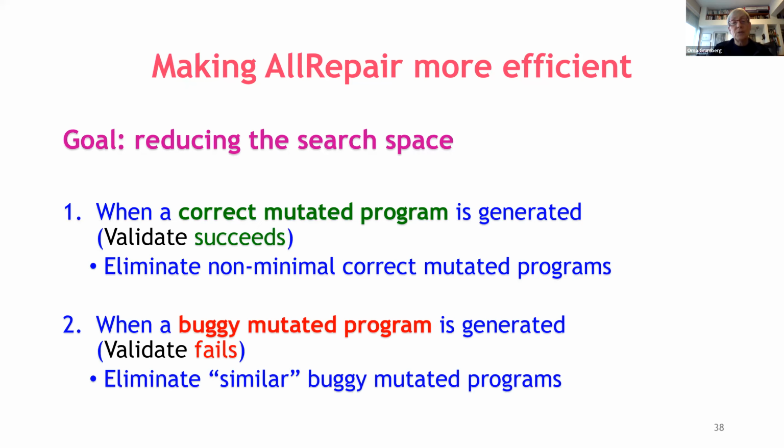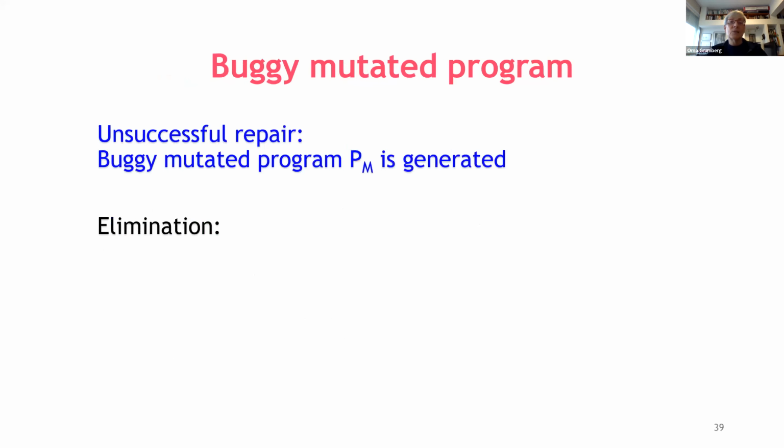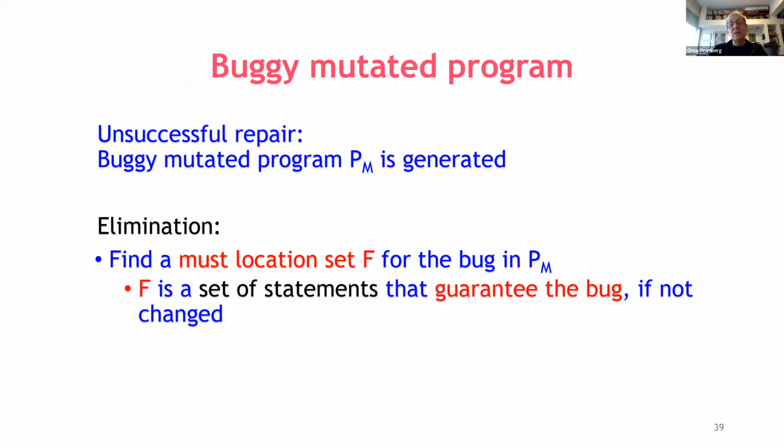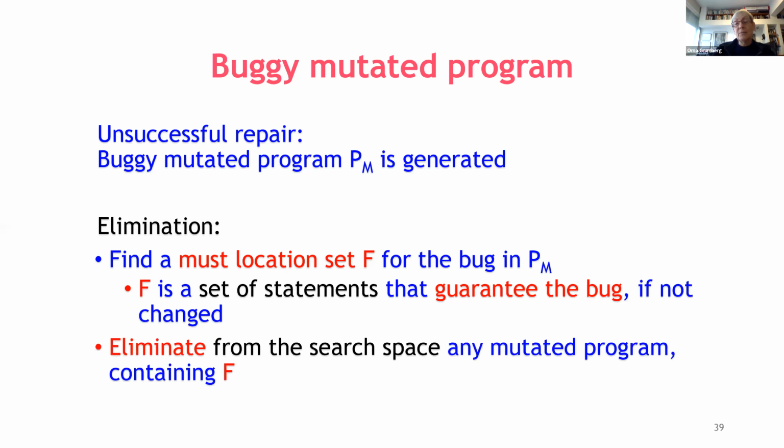So what we'll do: assume that we are getting a program which is buggy, a mutated program which is buggy. We compute its Must location set. And now we remember that any program that has this set of statements exactly as in PM will have the same bug, because it is not possible to correct this bug using only a statement outside of this set. And now we can look at all the search space and eliminate from it any mutated program that has this set of statements exactly as in PM.